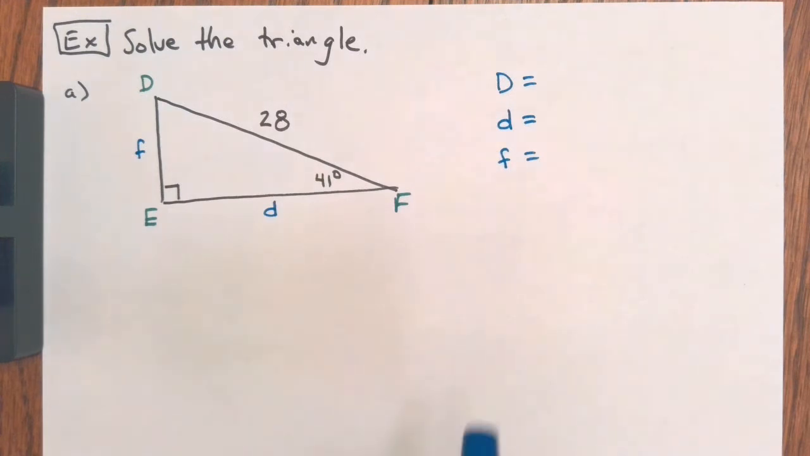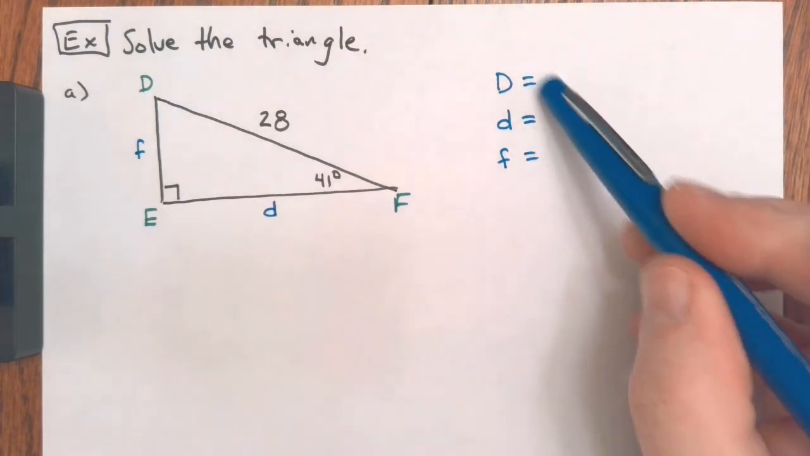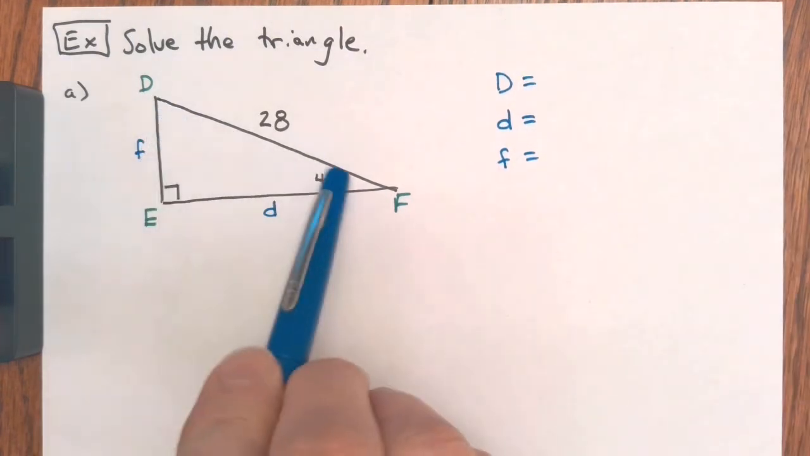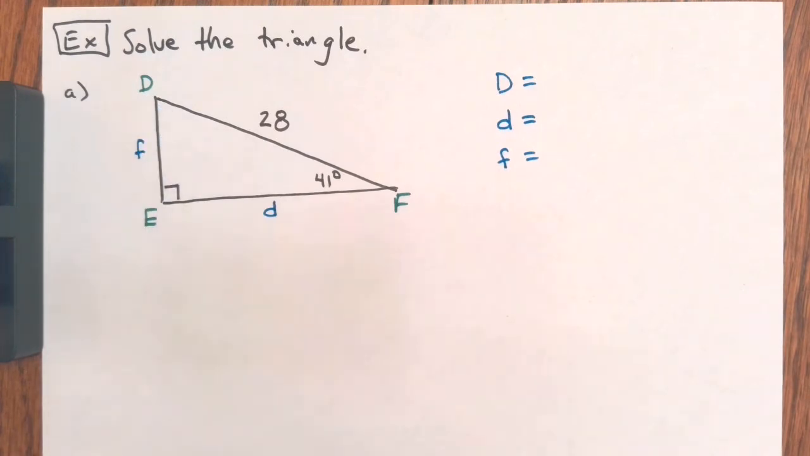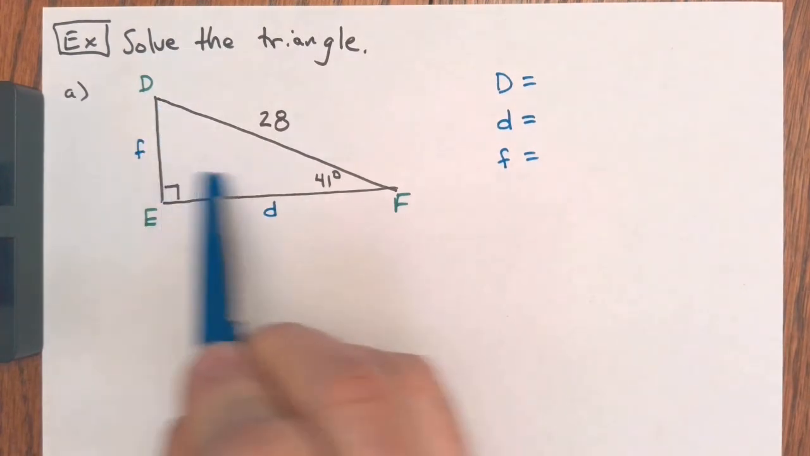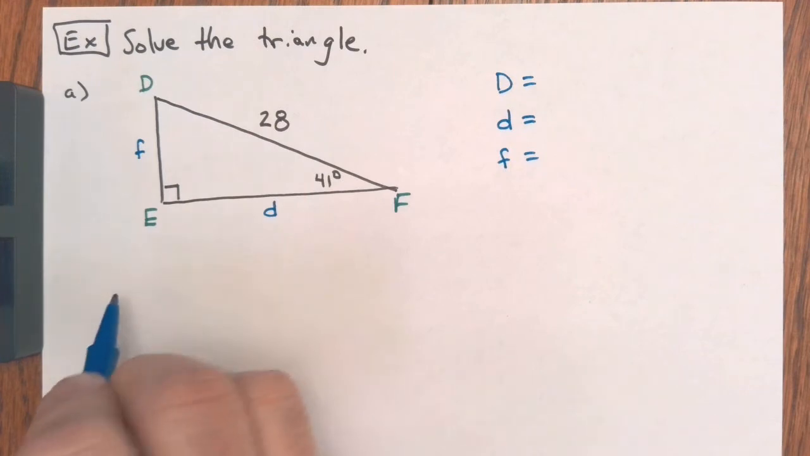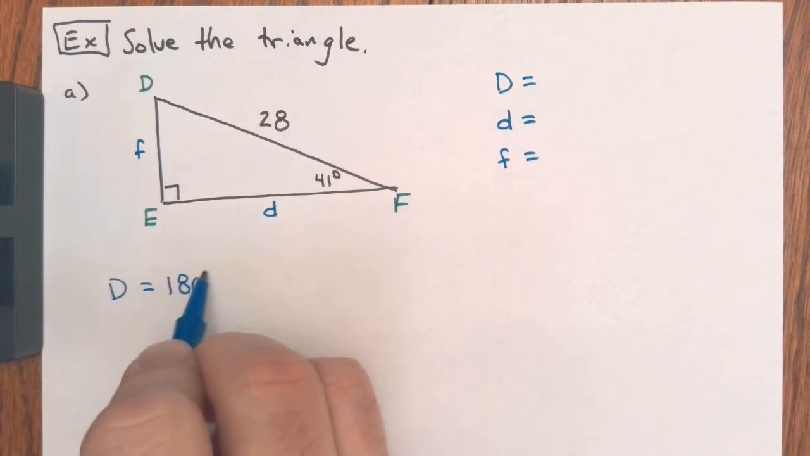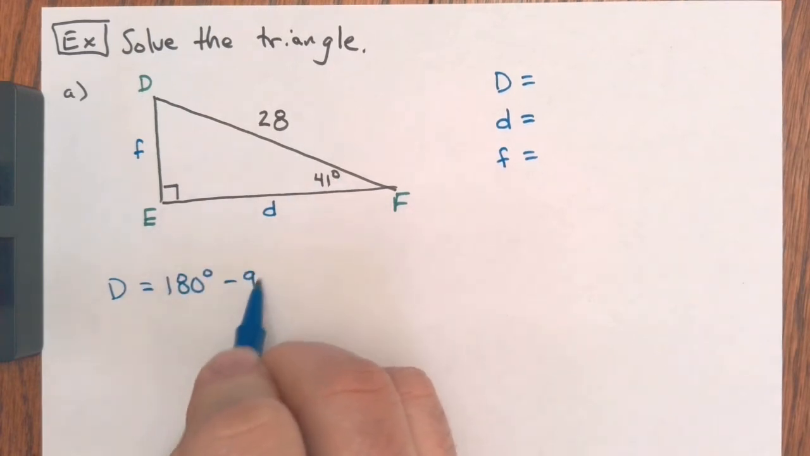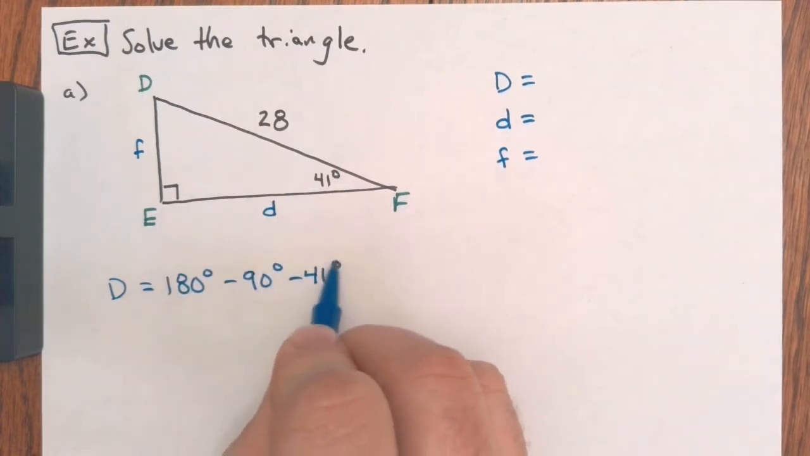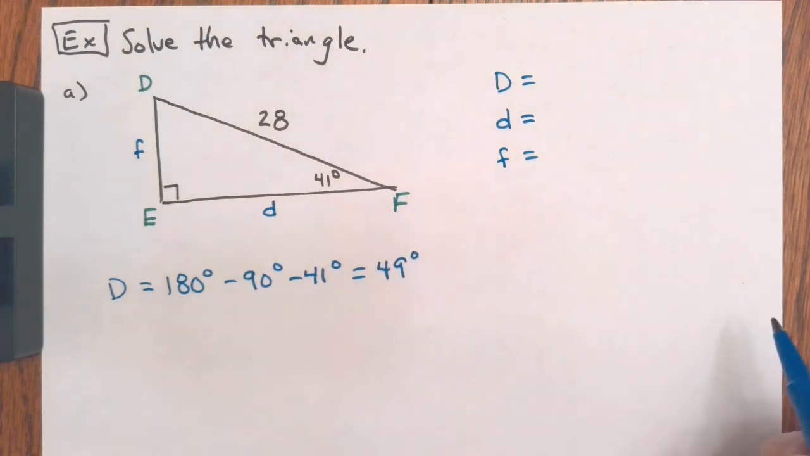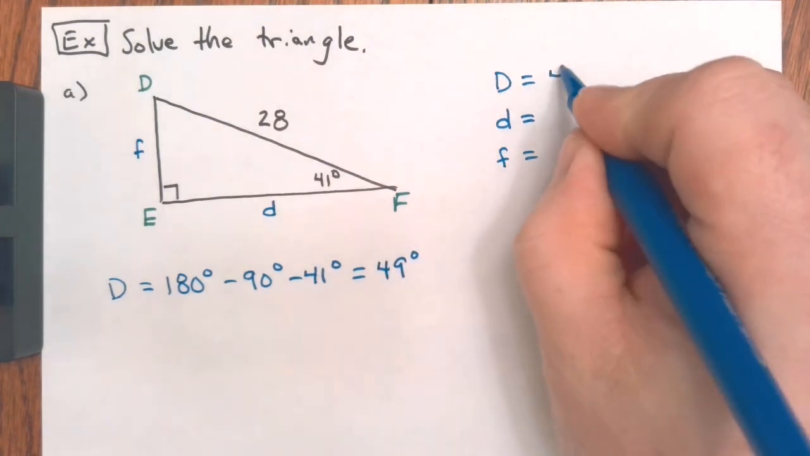For instance, the easiest calculation for us to make, the easiest out of these 3 things to find, is angle D, because the 3 angles in a triangle have to add up to 180 degrees, and we know the measures of 2 of those. So I can find angle D by doing 180 degrees minus our other 2 angles. And if you do that, you can figure out that angle D is 49 degrees.